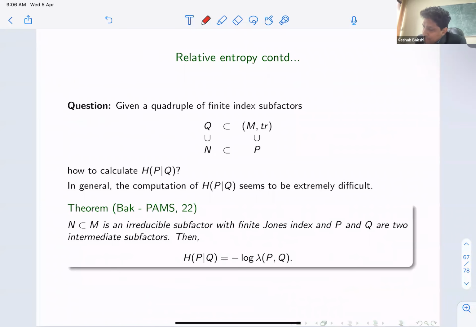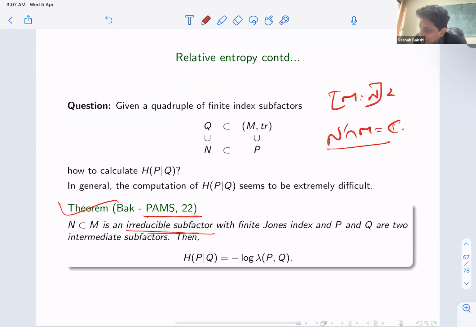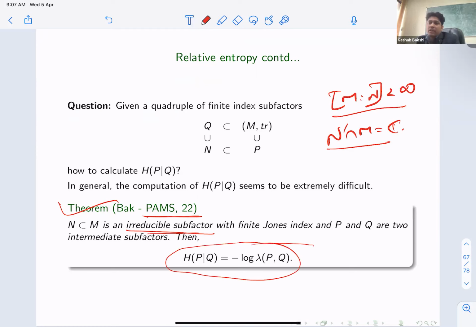But the small result I found in this same paper, where I talked about lambda pq, is one of the reasons that we have found the value of lambda. So for the irreducible subfactor, irreducible means N prime intersect M is trivial, always remember, and also this finite index. Otherwise, I don't know anything. If you have finite index, then H is equal to minus log lambda p.